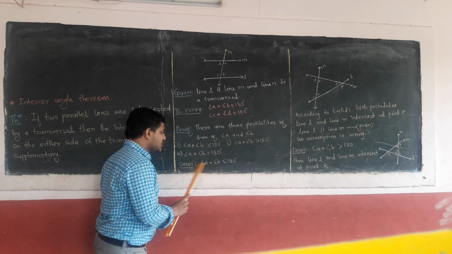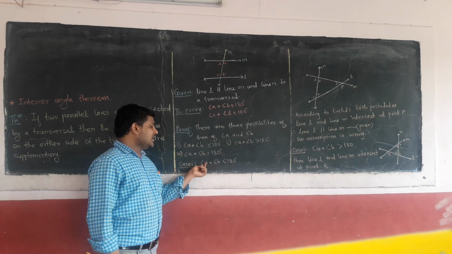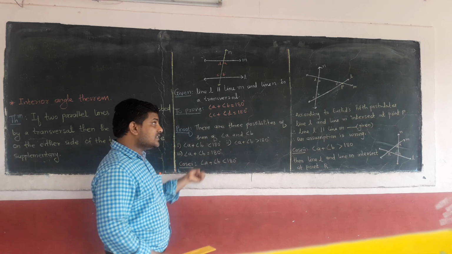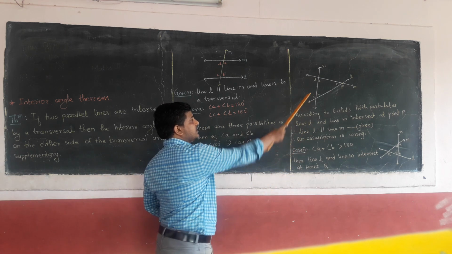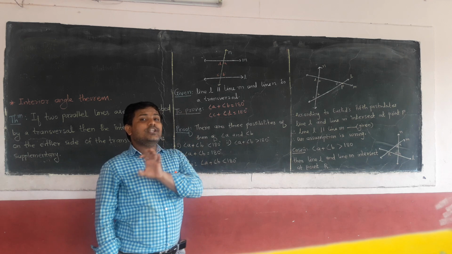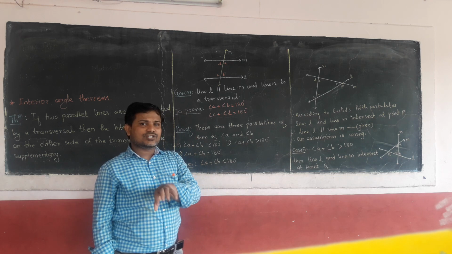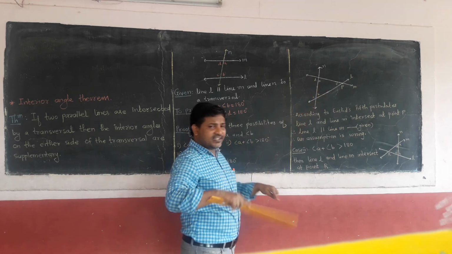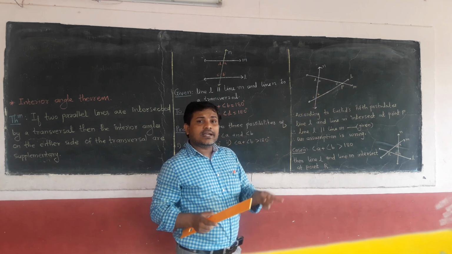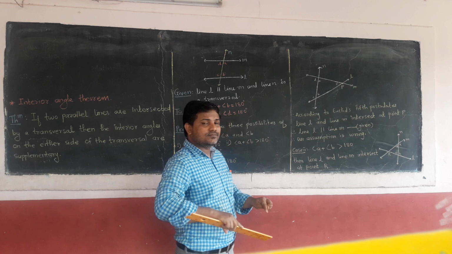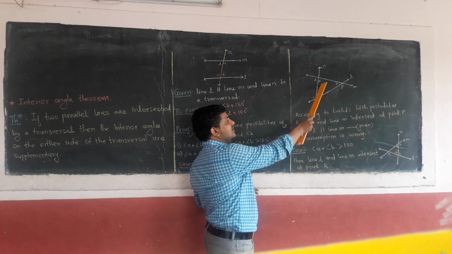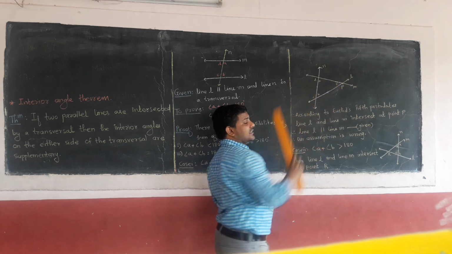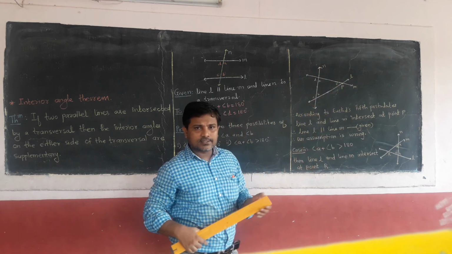Let us consider the case first. A plus angle B is less than 180. If it is less than 180, then what will be the figures here? According to Euclid's fifth postulate, in the last lecture we have learned that when angle A and angle B, these are the interior angles, and if their addition is less than 180 degrees, then those lines are intersecting lines. जैसे हमने देखा है लास्ट लेक्चर में.